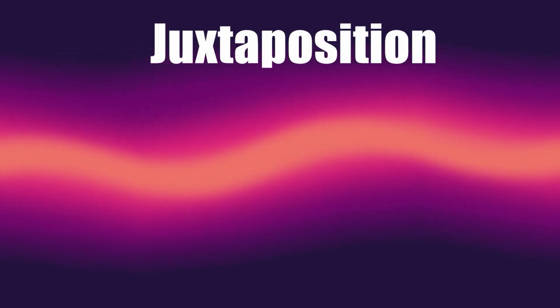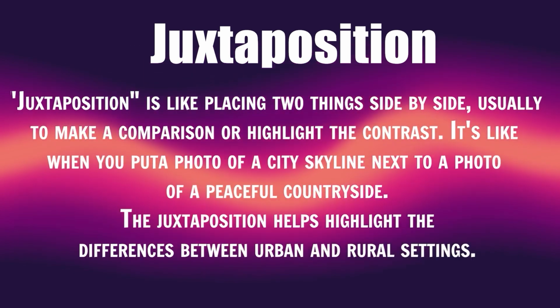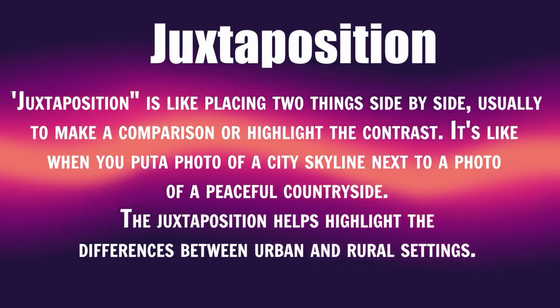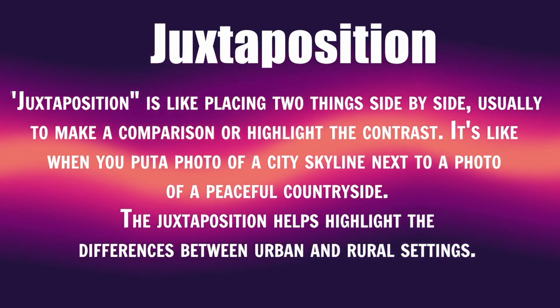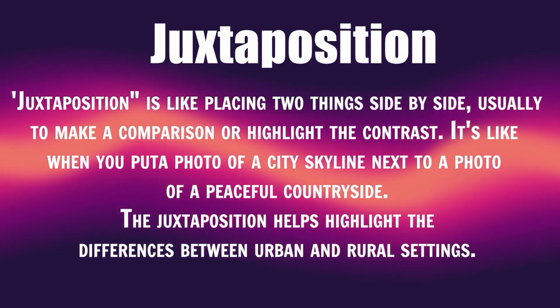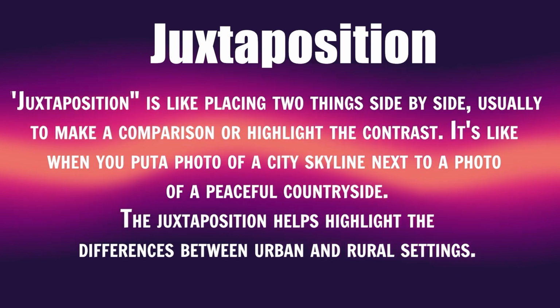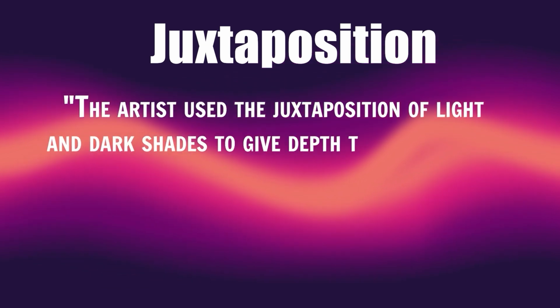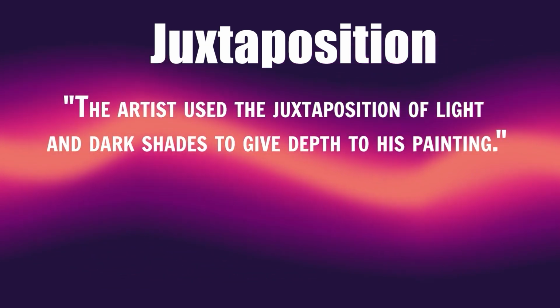Juxtaposition. Juxtaposition is like placing two things side by side, usually to make a comparison or highlight the contrast. It's like when you put a photo of a city skyline next to a photo of a peaceful countryside. The juxtaposition helps highlight the differences between urban and rural settings. Here's an example sentence. The artist used the juxtaposition of light and dark shades to give depth to his painting.